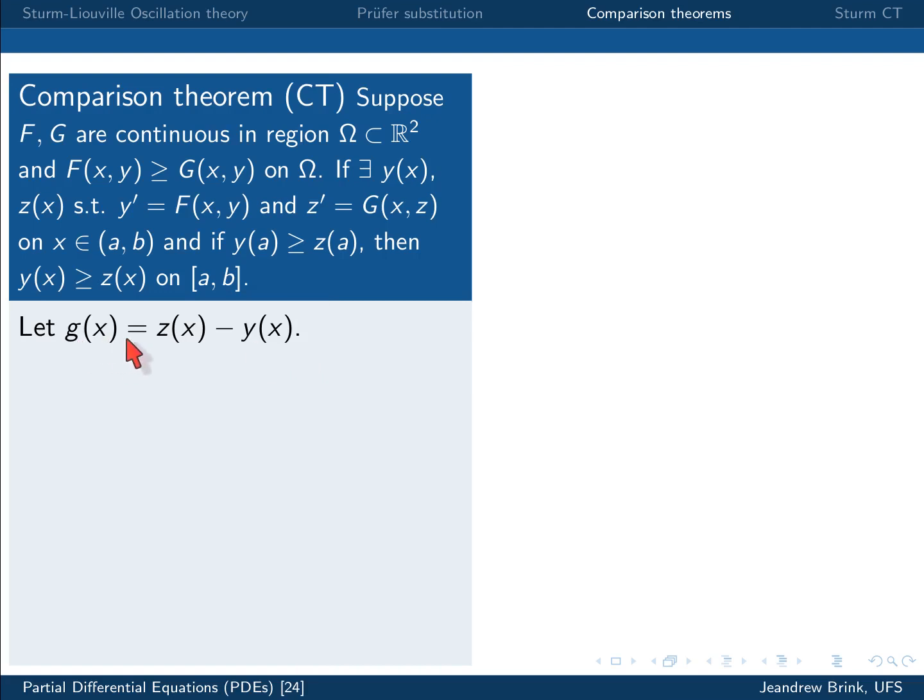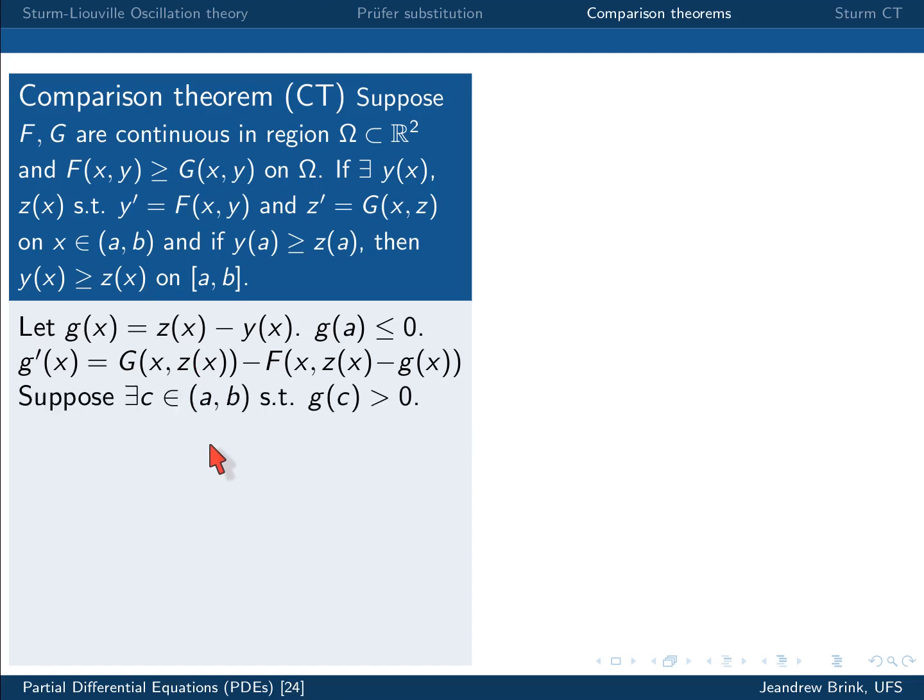So let us say, let g be the difference between z of x and y of x. We know, at least initially, that z of x minus y of x is less than or equal to 0. Then the derivative of g is the derivative of z, which is g evaluated at x comma z of x, minus the derivative of y, which is f evaluated at x comma y. So it's f evaluated at x, but here we've replaced y with z of x, minus g of x. You cannot immediately say that g of x is negative, because these two functions are evaluated at different points. That's what makes the theorem a little bit tricky.